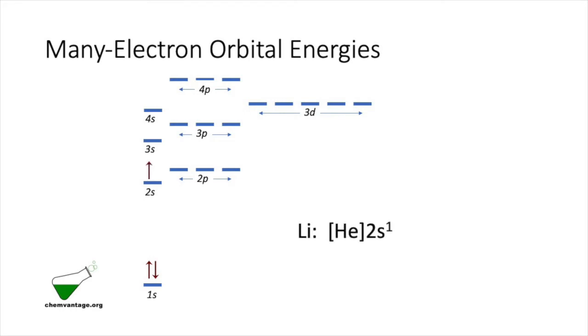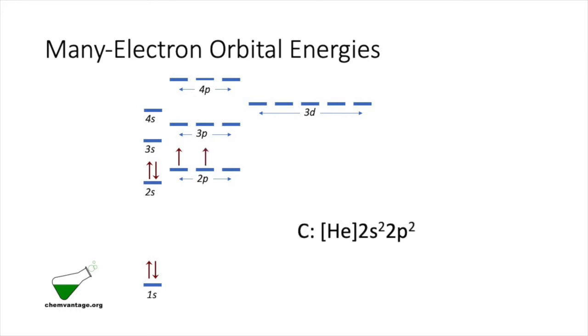Lithium has 3 electrons. Each orbital can hold a maximum of 2 electrons, so we put the third electron into the next higher energy orbital, which is 2s. We write the electron configuration in a shorthand that indicates the configuration of the next smaller inert gas, in this case helium, and the configuration of the remaining valence electrons. Beryllium has 4 electrons, so its configuration is 2s2. Boron is next with the configuration 2s2, 2p1.